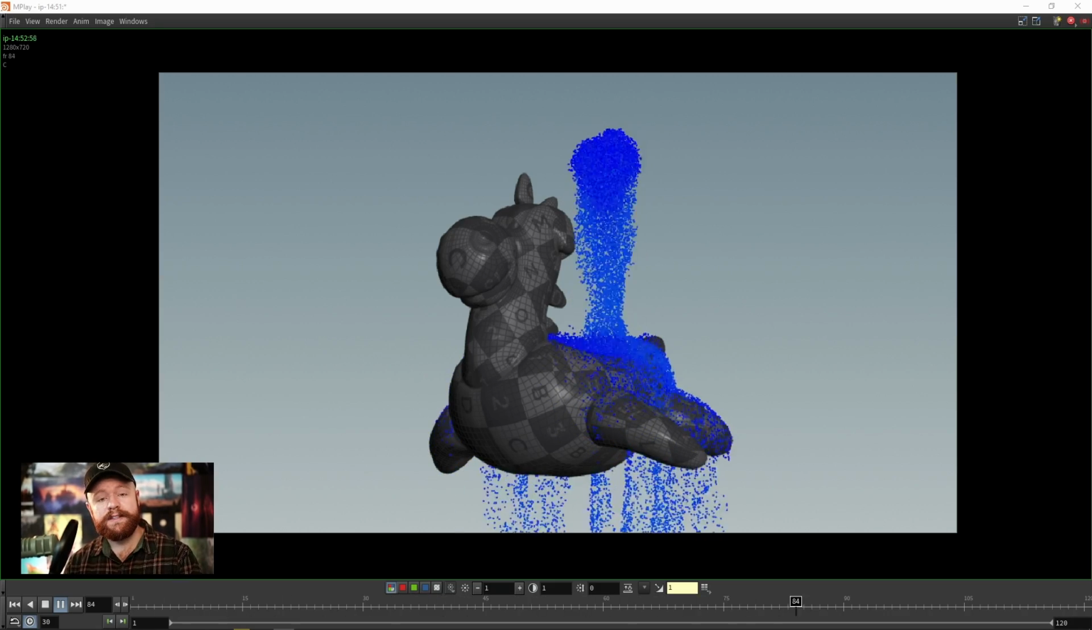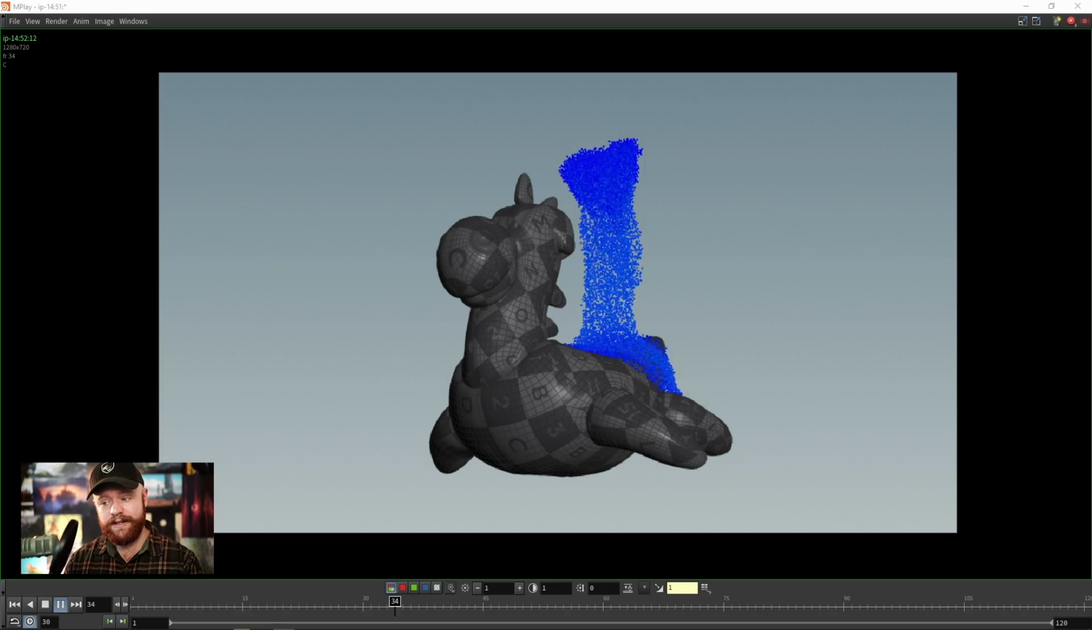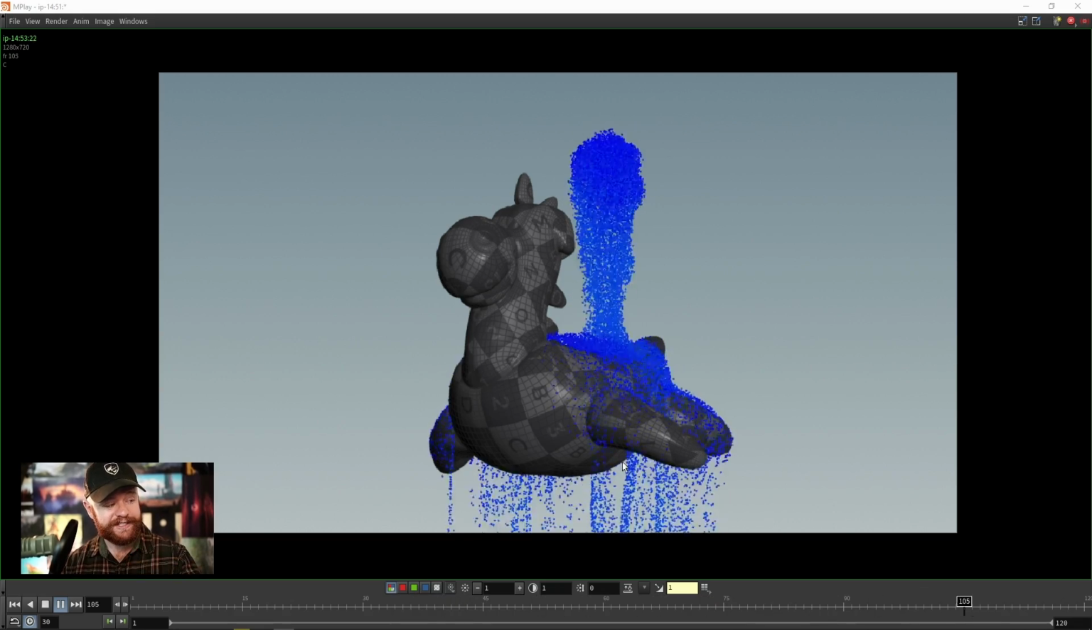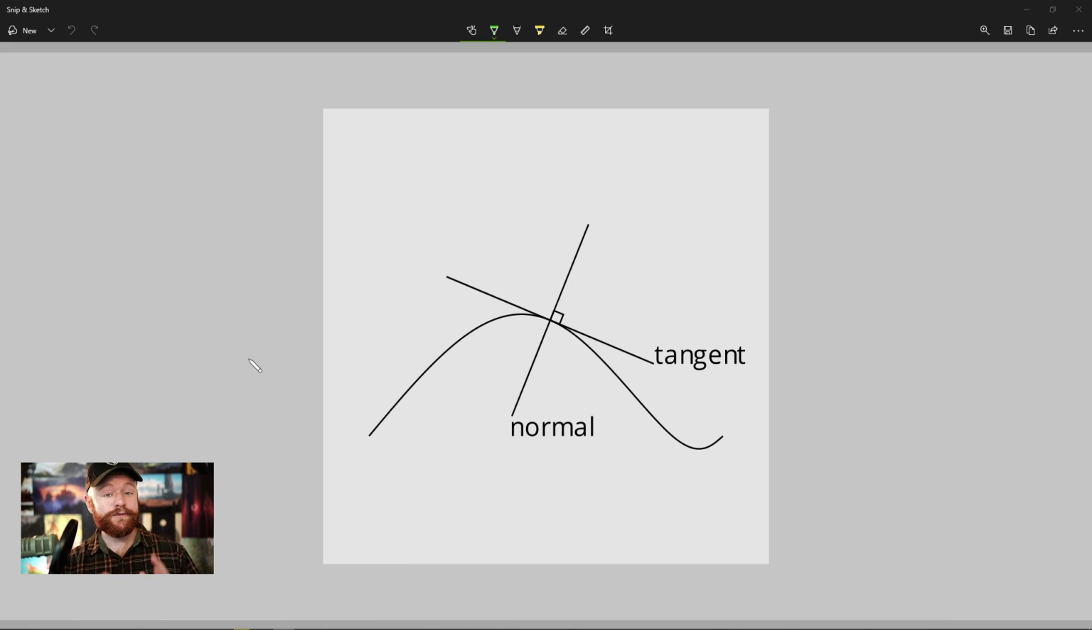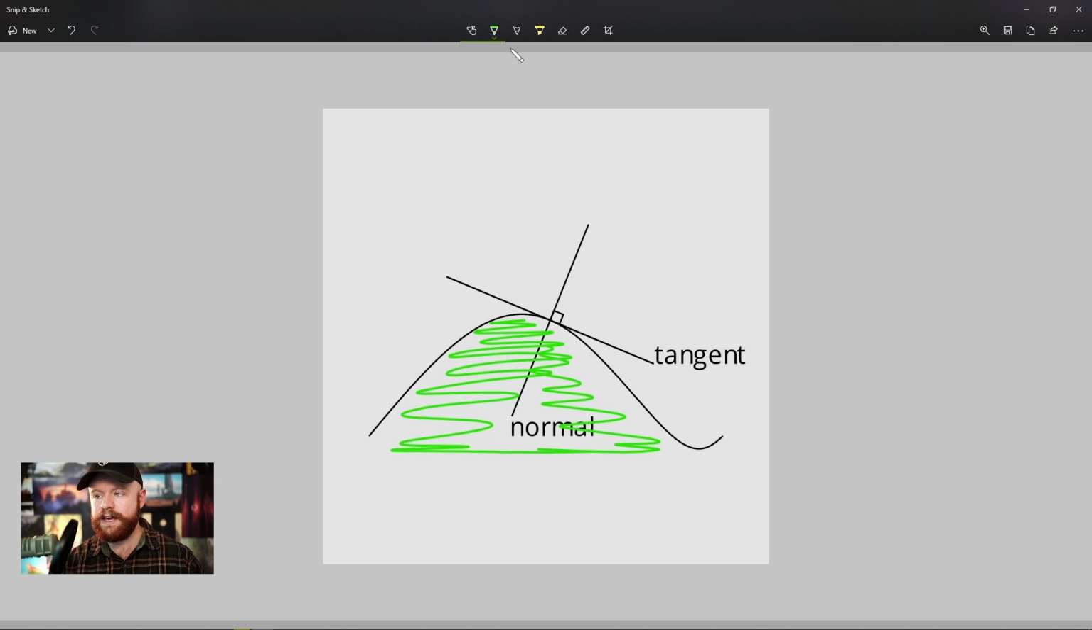Let's now move on to the normal scale and the tangent scale to get this looking less like a viscous fluid and more like actual water. If you're like me and you need to visualize things to understand them, this is what we're talking about when we talk about the normal versus the tangent. Let's say that this portion right here is the geometry, okay? And let's say that we have some water here in the blue going along the normal. So we have a droplet right here and it's going in this normal direction.